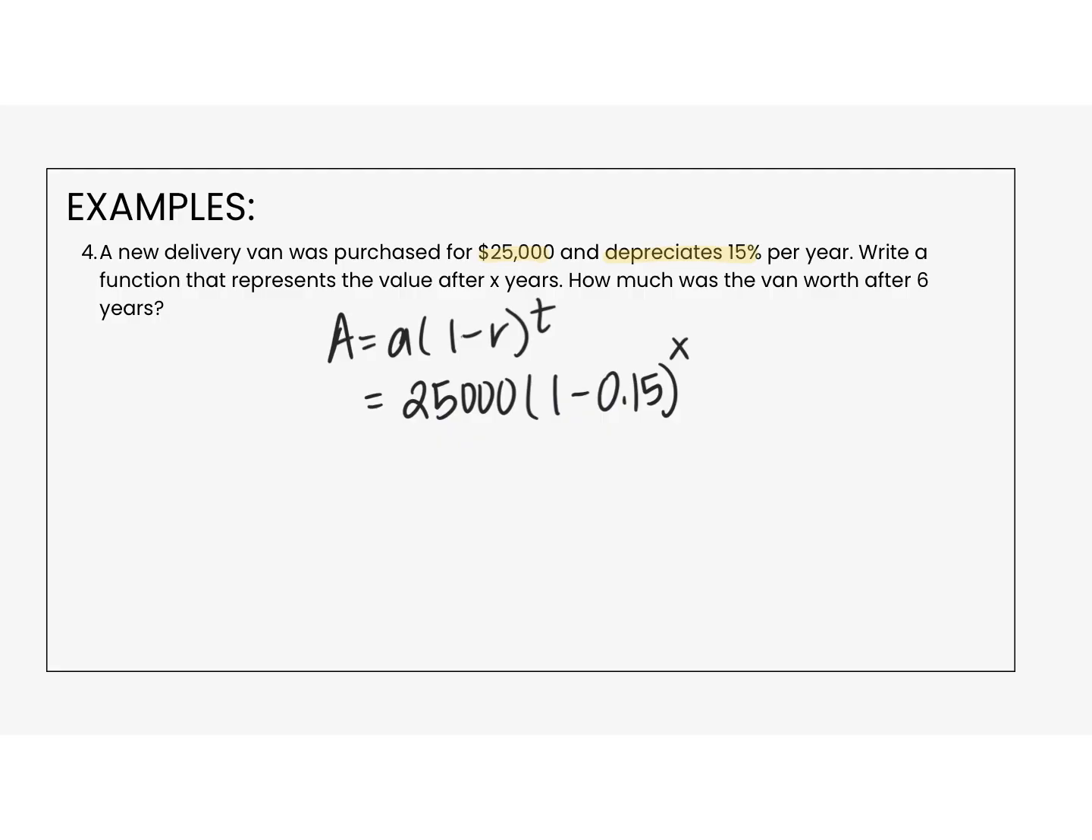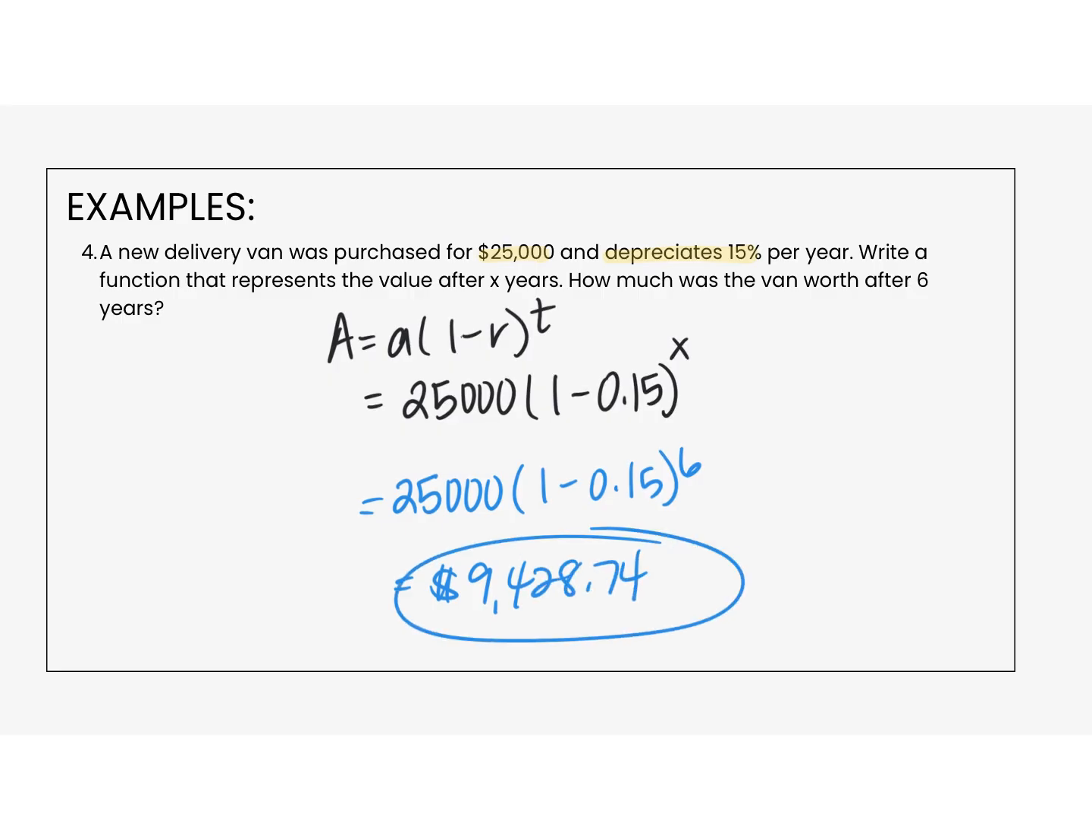Now, if I want to know how much it's worth after 6 years, I'm going to just plug in 6 for X. So 25,000, 1 minus 0.15 to the power of 6 for 6 years. And we're talking money here, so plug that into your calculator. You should get $9,428.74.